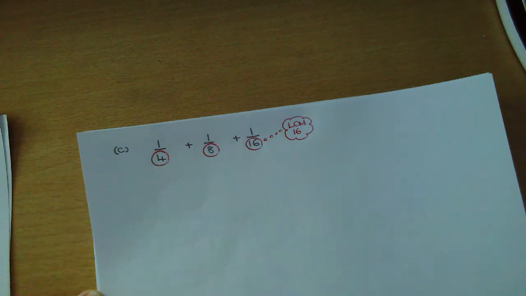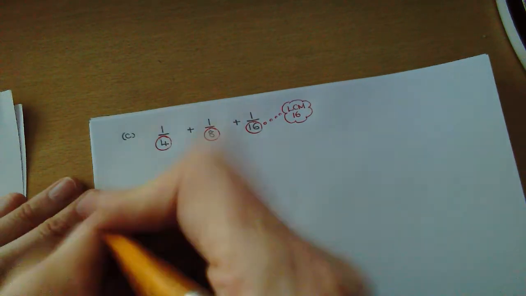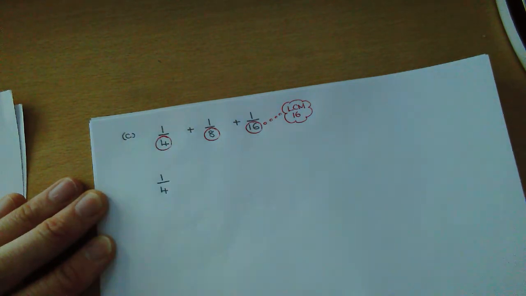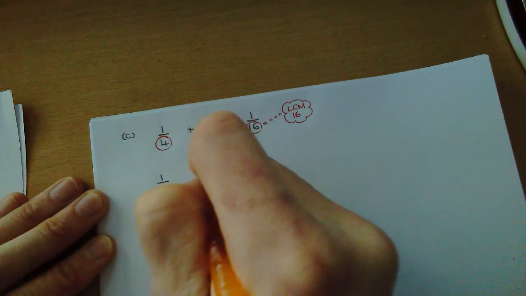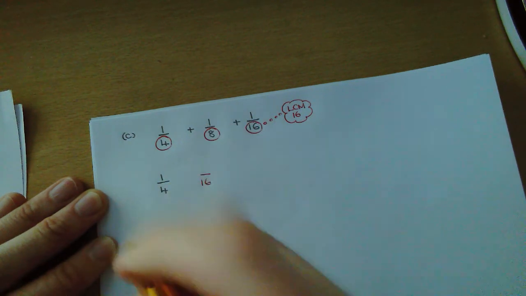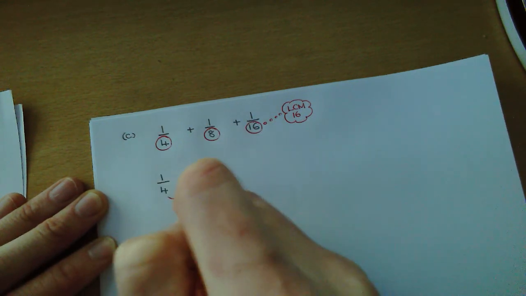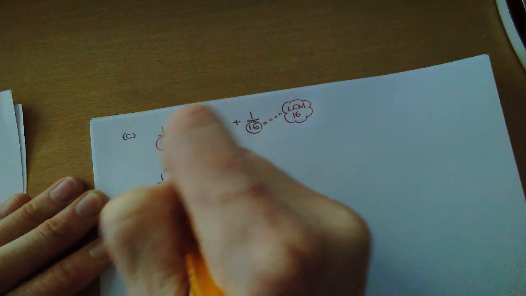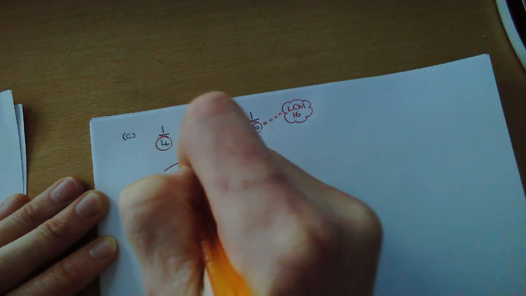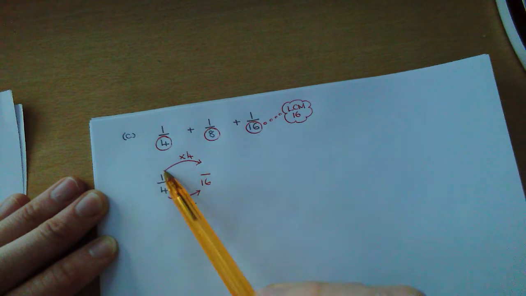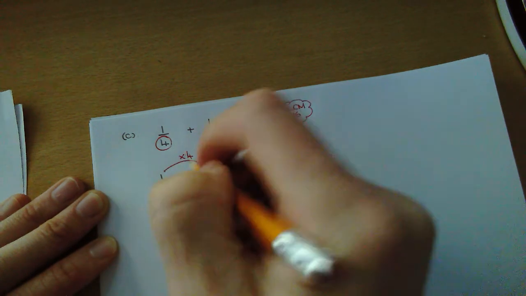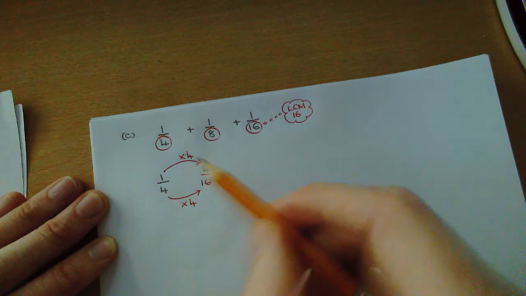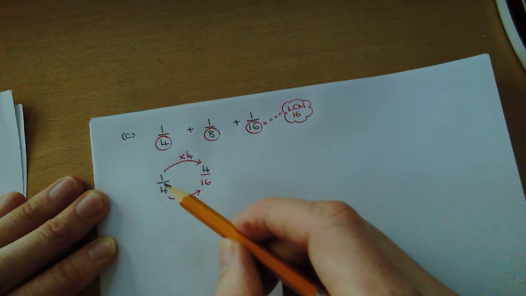Let's take our first fraction, 1/4. We want to turn 4 into 16. So in order to do that, we've got to multiply by 4. And we must do exactly the same thing to the numerator. So we've got 1 multiplied by 4 is just going to give us 4 over 16.